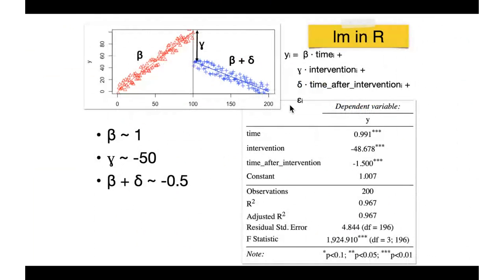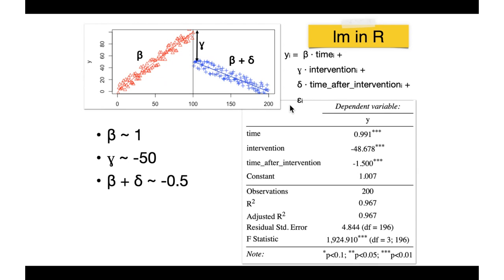So in this particular case, we fit the model to our data. We observe that beta, so the slope before the intervention, is almost 1. The slope after the intervention is roughly minus 0.5, and the gamma is roughly 50 units. So why is this approach so popular? Because it allows us not merely to understand the impact of time, but also the impact of time in combination with additional independent variables, which will simply be included among the betas.